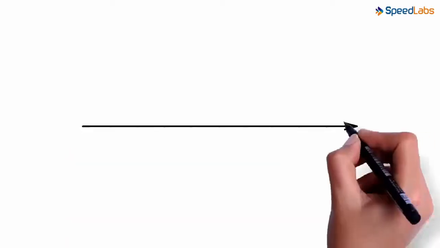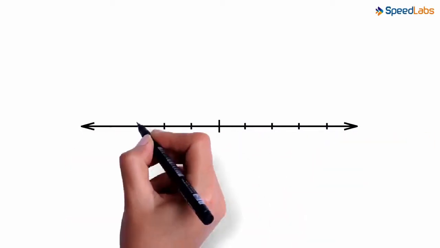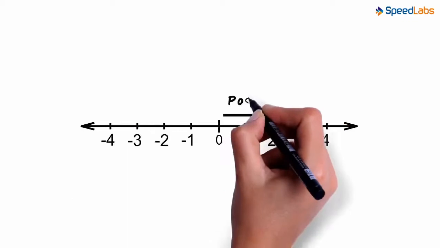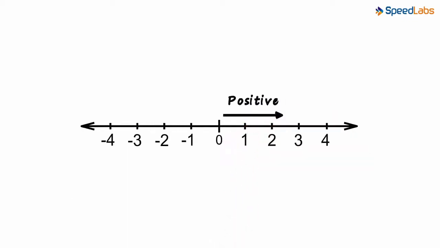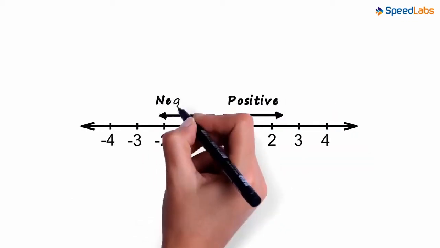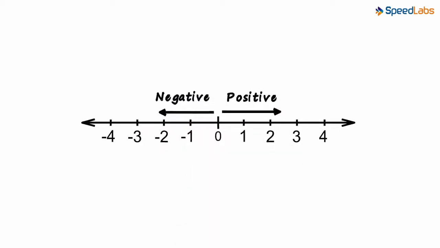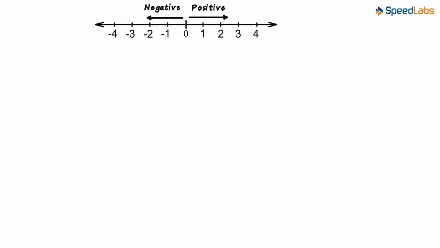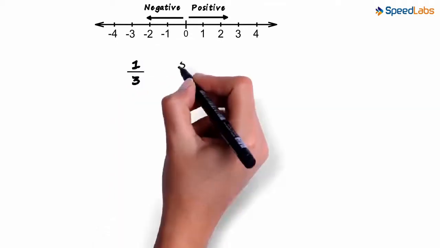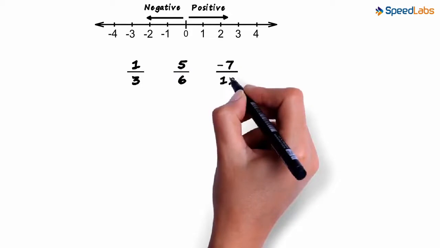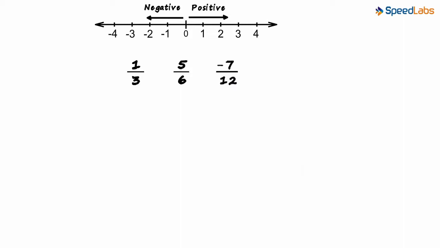All of us know what a number line is, and the numbers we see here on the number line are called integers. On the right side of 0, we have positive integers, and on its left, we have negative integers. Integers we are familiar with, but what about numbers like these? 1 by 3, 5 by 6, or minus 7 by 12. Each of these are numbers, but we don't use them as often as we use counting numbers.